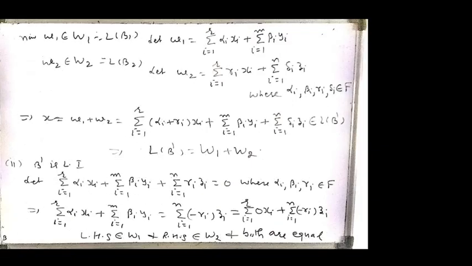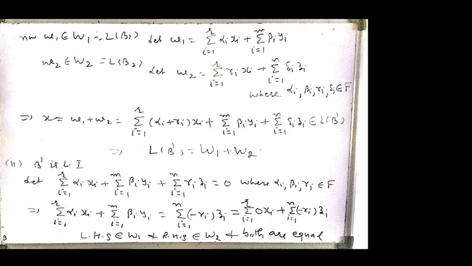Now small w1 belongs to capital W1, which is equal to the linear span of B1 because B1 is a basis of W1. So let w1 equal summation alpha i xi, i going from 1 to r, plus summation beta i yi, i going from 1 to m. Similarly, small w2 belongs to capital W2, which is equal to the linear span of B2 because B2 is a basis of W2. So let w2 equal summation gamma i xi, i going from 1 to r, plus summation delta i zi, i going from 1 to n, where alpha i, beta i, gamma i, delta i belong to F.